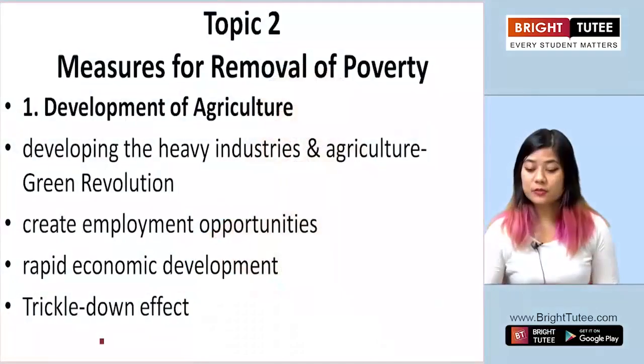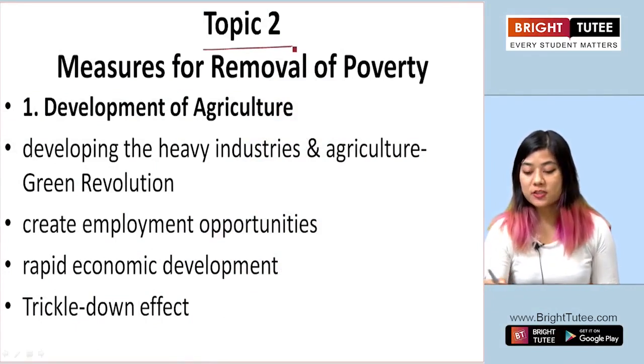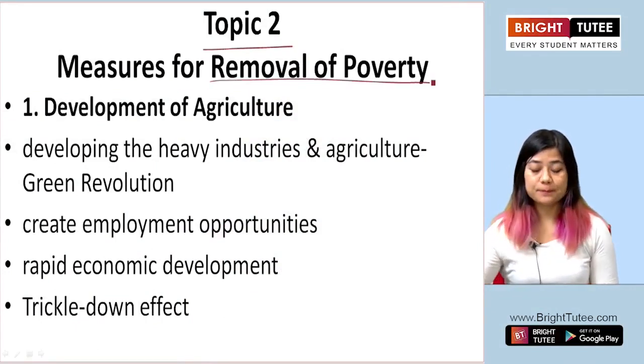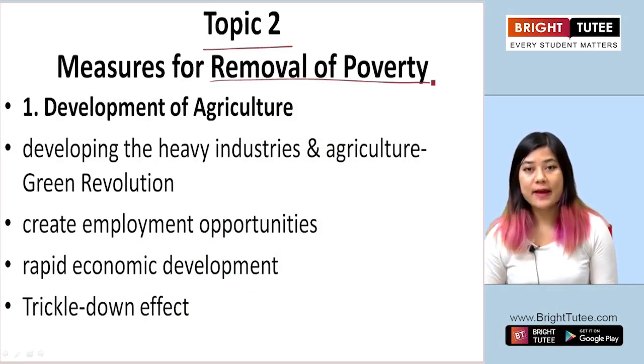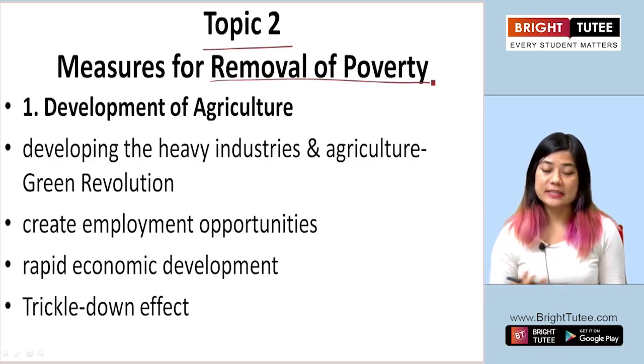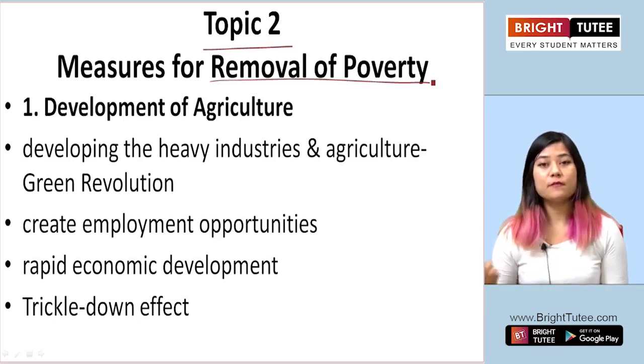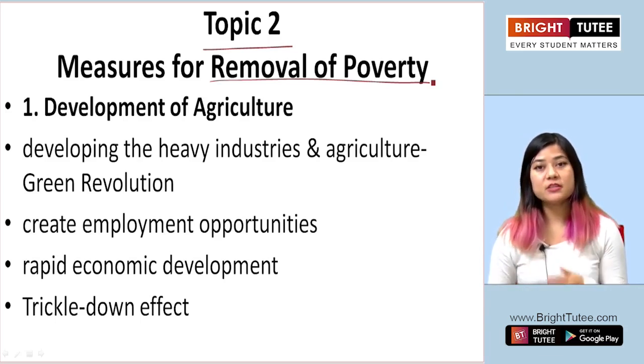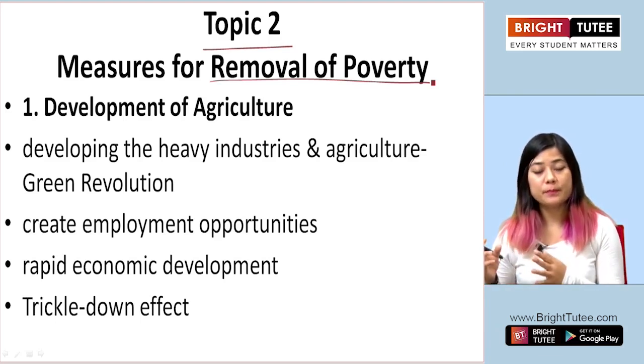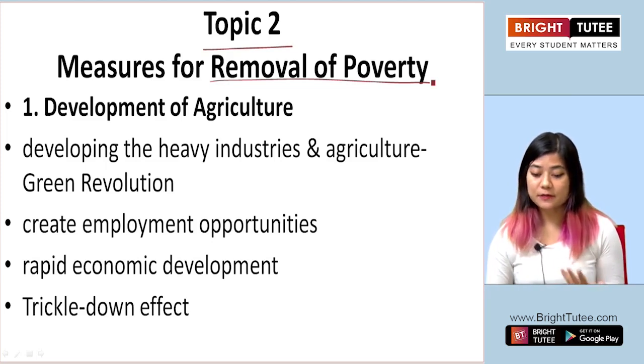Now let us turn to topic 2. In this topic, we'll look at the measures for removal of poverty. Now there are many measures which have been taken by the government, or otherwise we can take, to get rid of poverty, to reduce the state of people's being in poverty. Okay, so let us look at some of the measures.